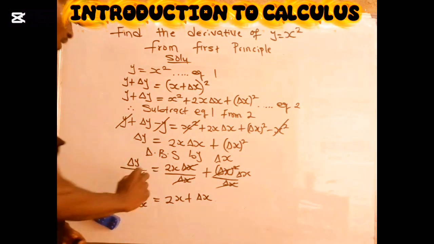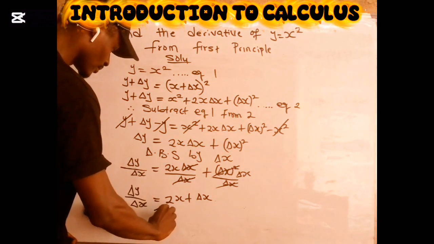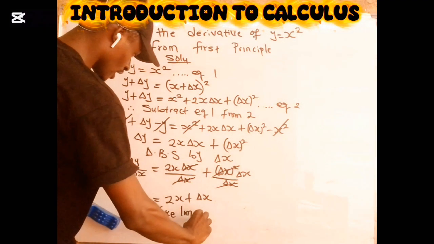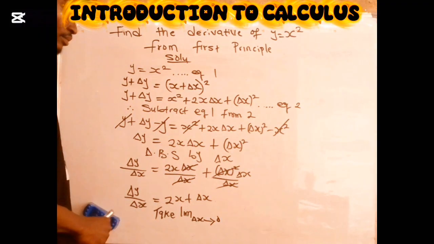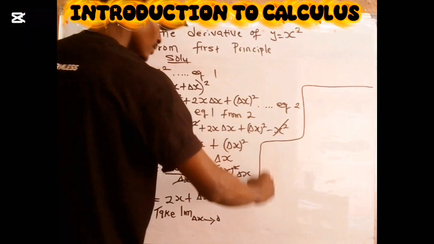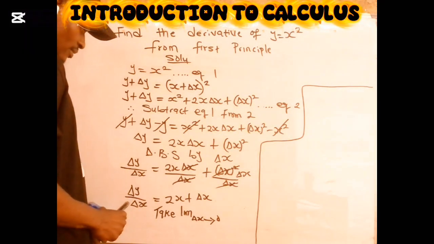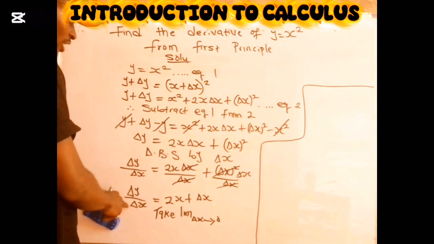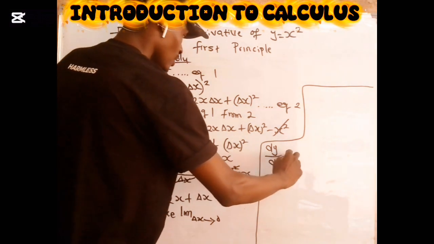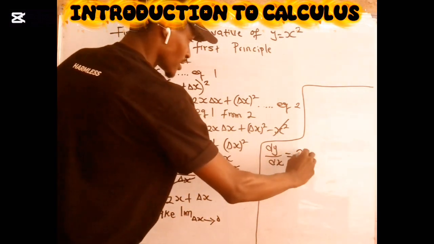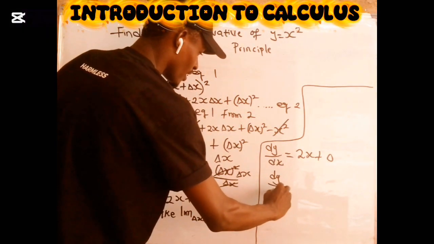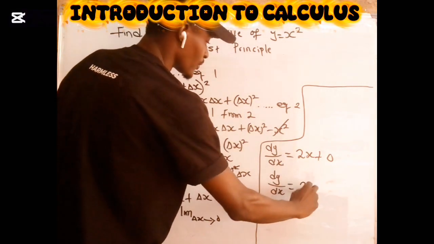Now, the last thing to do, take limits of change in x to 0. This means that change in y over change in x becomes dy over dx, which will now equal 2x plus 0. dy over dx will now be equal to 2x.